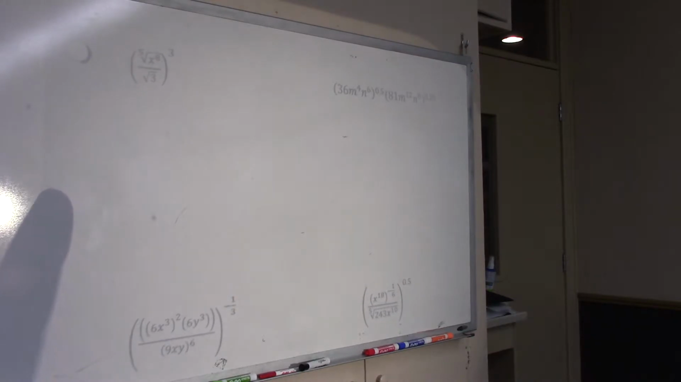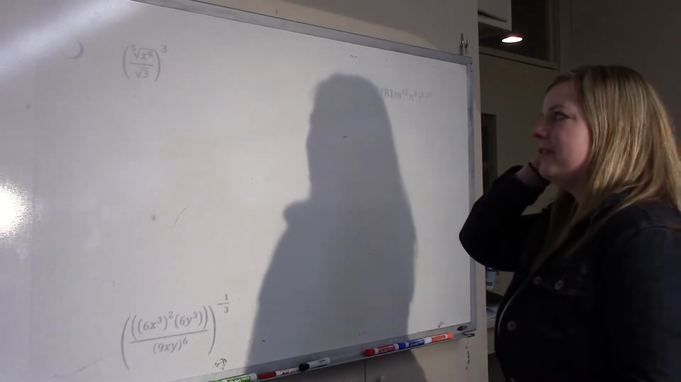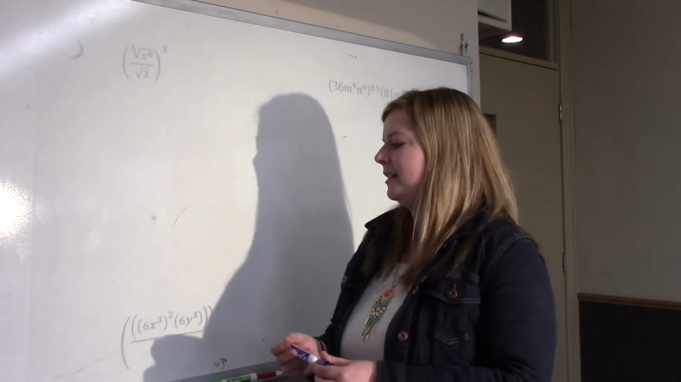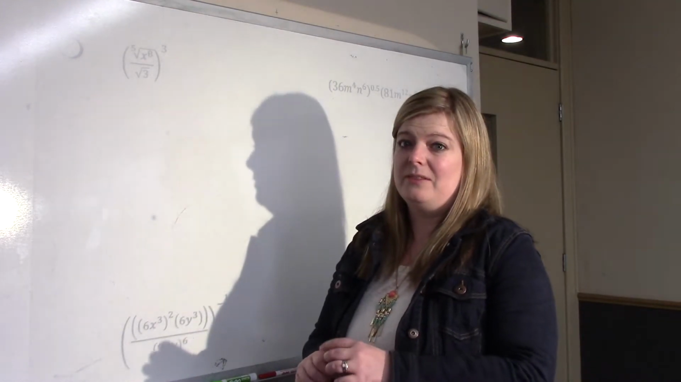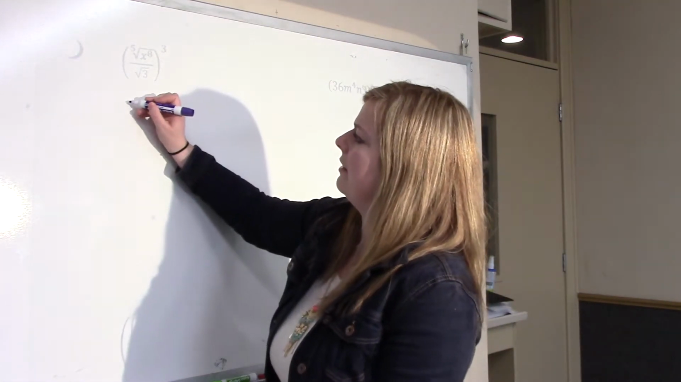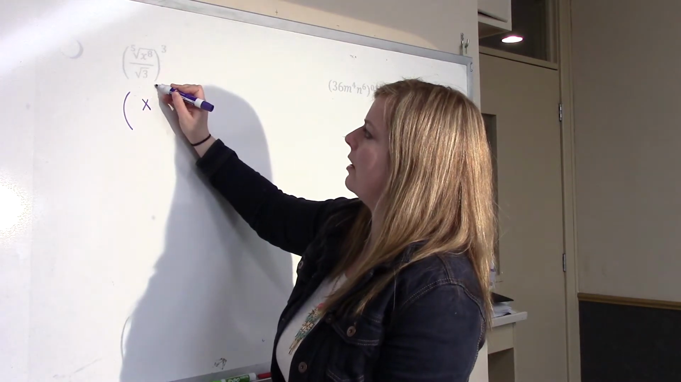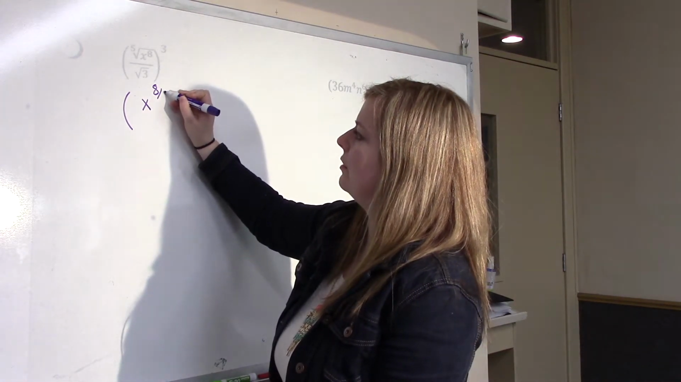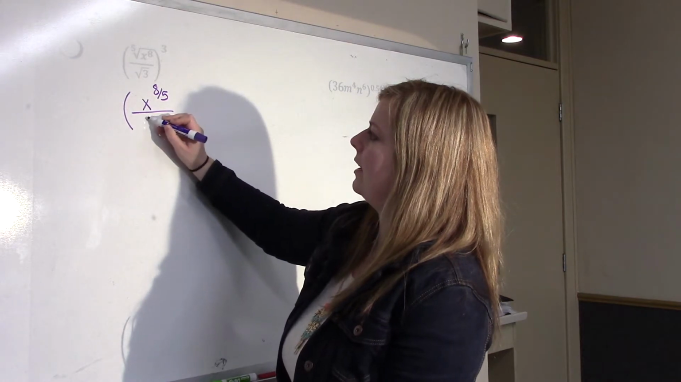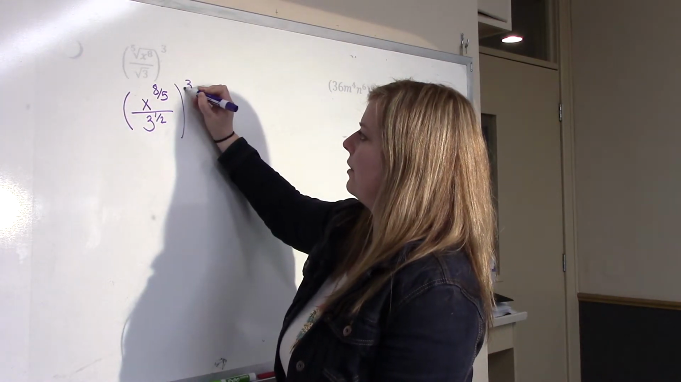Okay, so now you're getting roots in the mix. So when I see roots, I like to rewrite them as rational exponents, so as fraction exponents. So I'm going to rewrite this as x to the power 8 over 5 divided by 3 to the 1/2 all to the power 3.